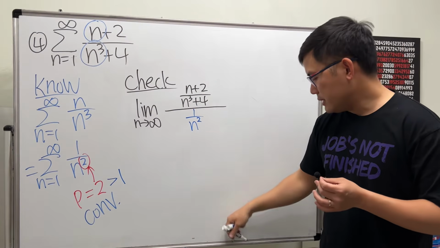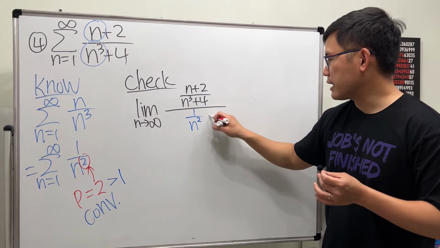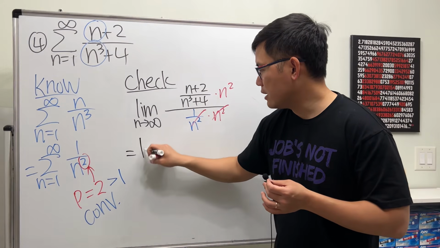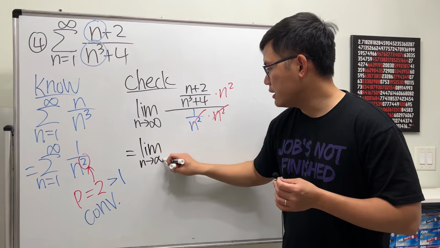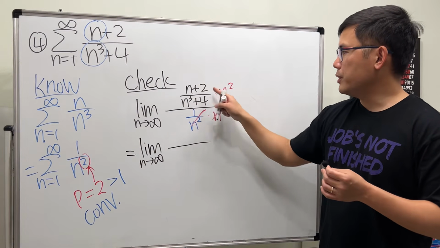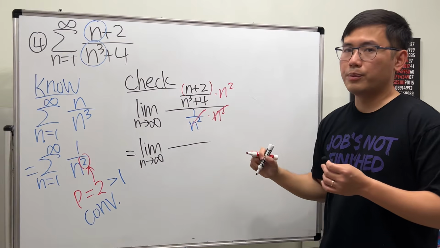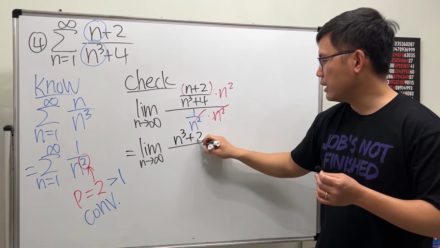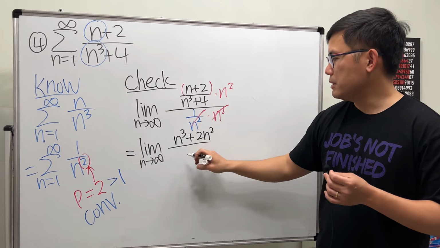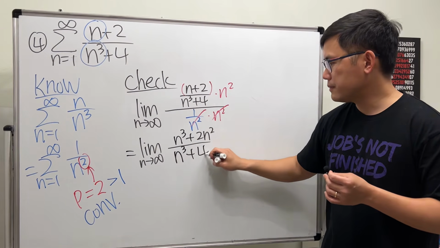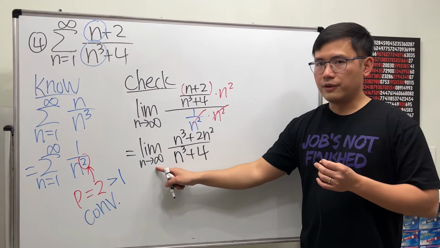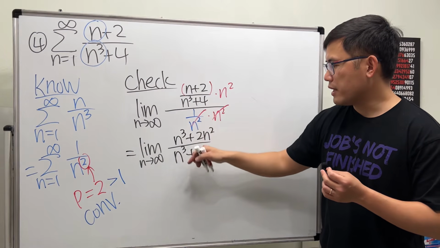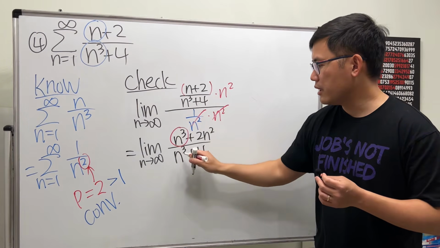Now, let's just compute the limit. For this right here, we can just multiply the top and bottom by n squared, so that this and that cancel, and we get the limit as n goes to infinity of, distribute, right? Because technically there are invisible parentheses. Distribute, we get n to the third power plus 2n squared. On the bottom is just still n to the third power plus 4. As n goes to infinity, again, just compare the dominating parts. Here, it's the highest power of n, which is just n to the third power. Here, it's also n to the third power.